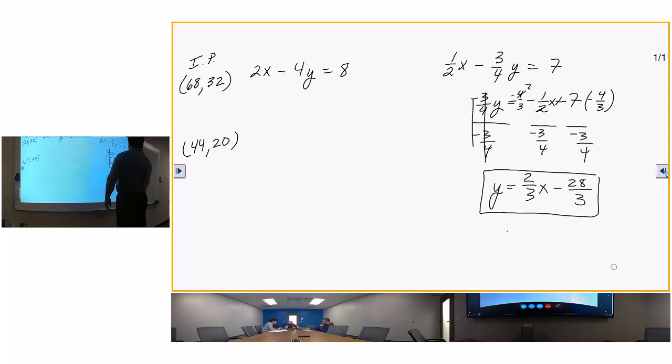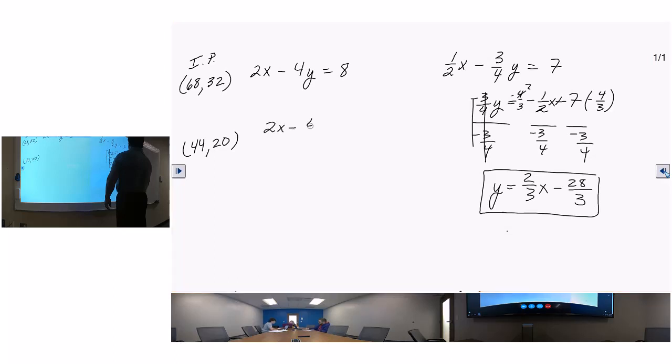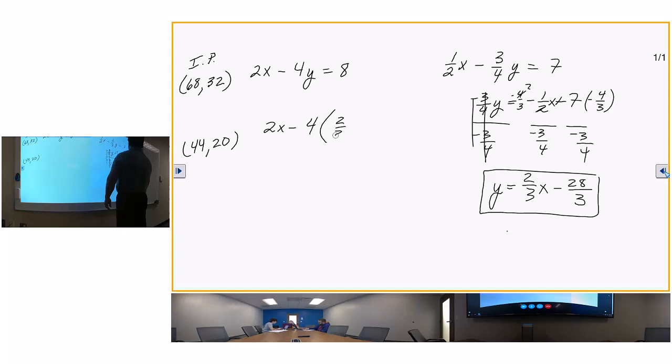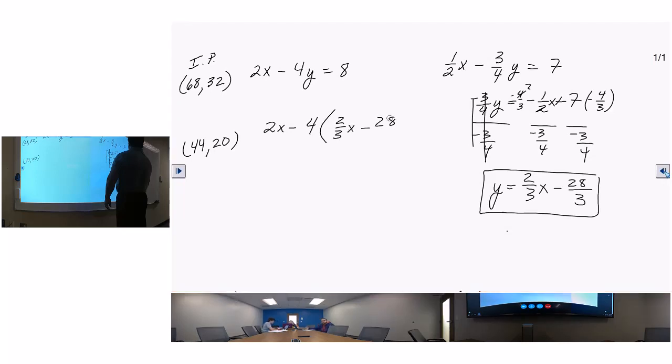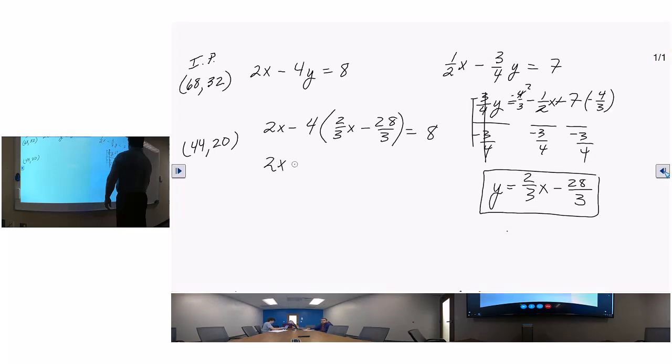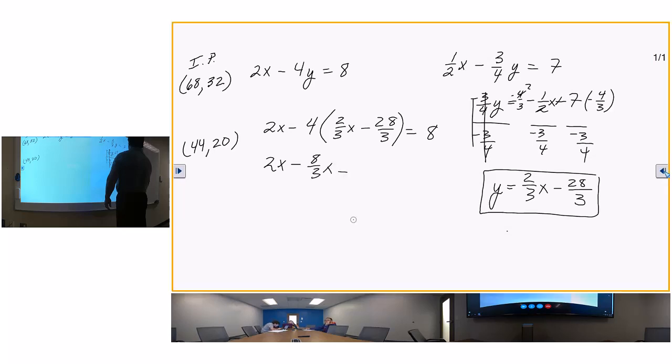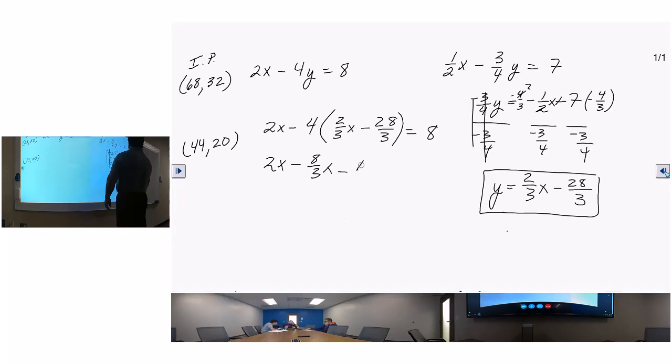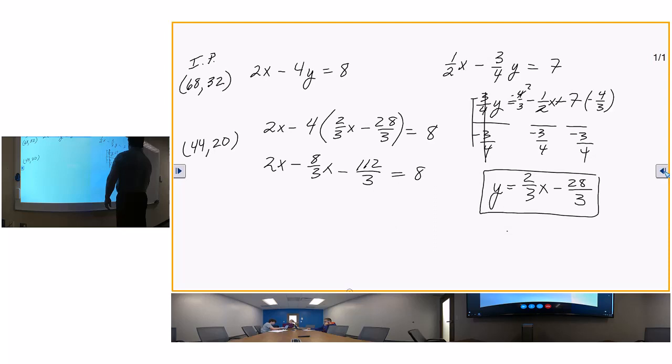We got that? Okay, so that must mean we've done something wrong plugging it back in. So 2x minus 4 times 2/3 x minus 28/3 is equal to 8. So 2x, I'm just going to go through and do it, minus 8/3 x minus 28, that's 112, somebody check that for me, is equal to 8. And 2x is the same thing as 6/3.